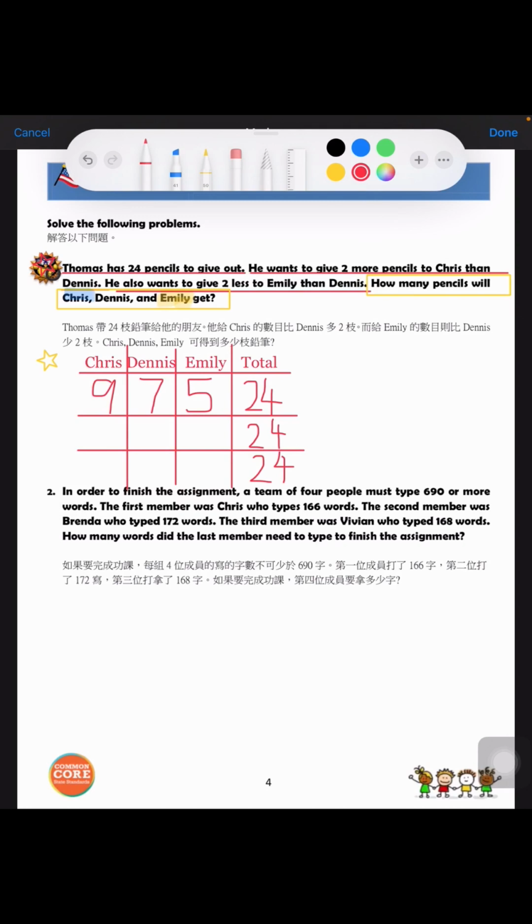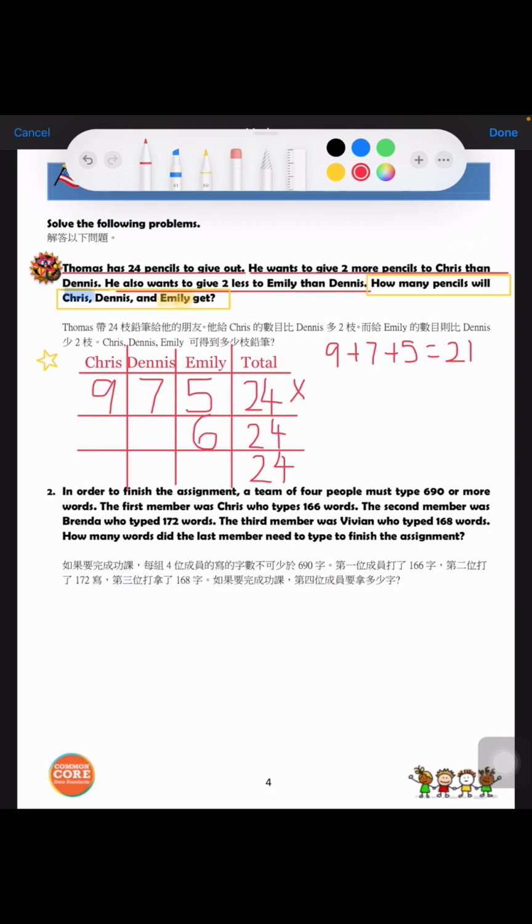So are the total number of pencils equals to 24? 9 plus 7 plus 5 equals to 21. It's not equals to 24. So let's try out another combination. Let's increase the number of pencils of Emily's by 1.